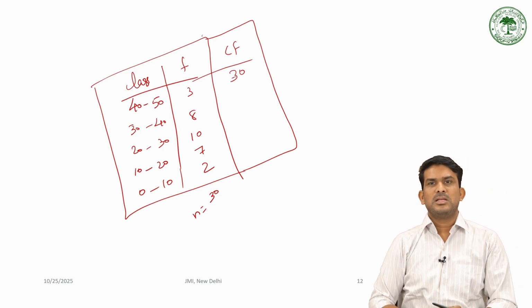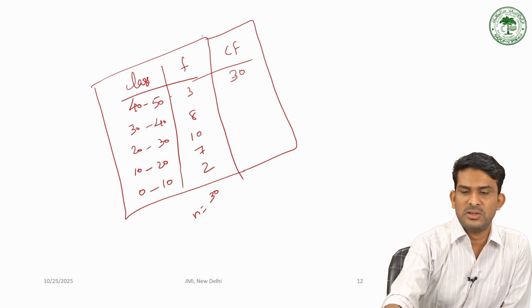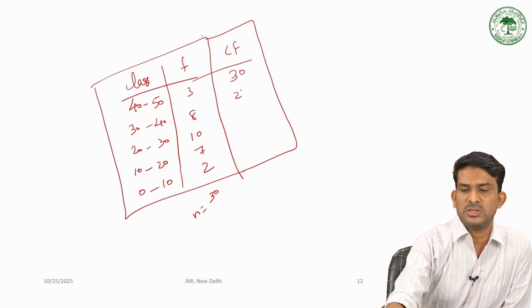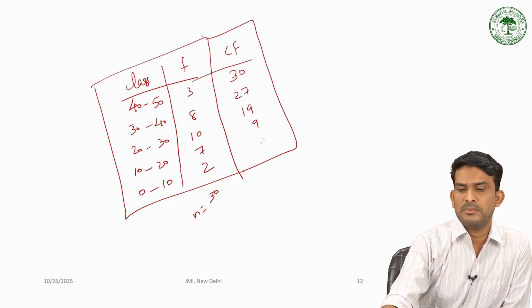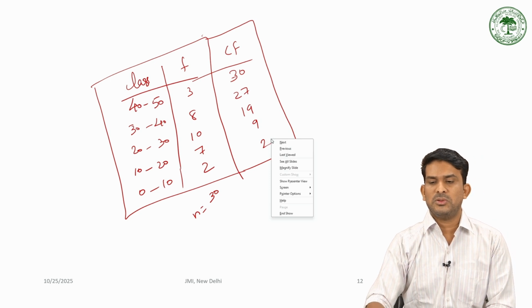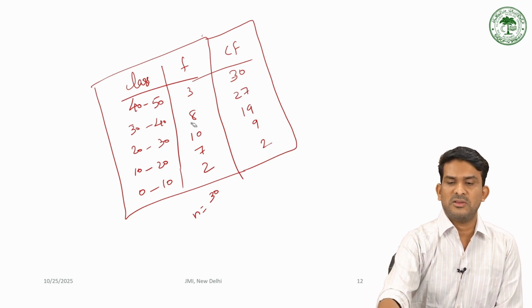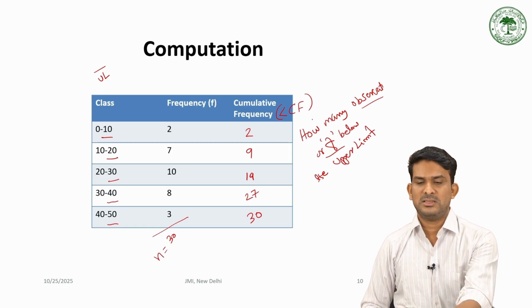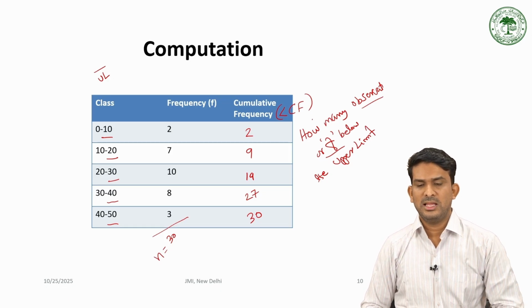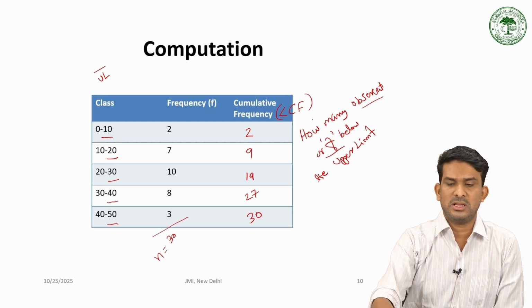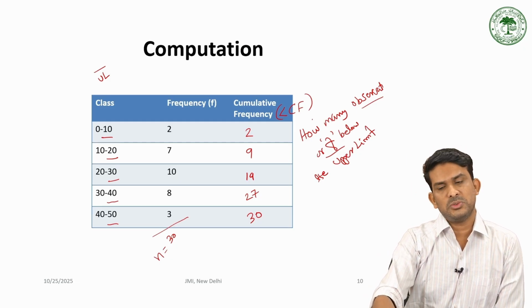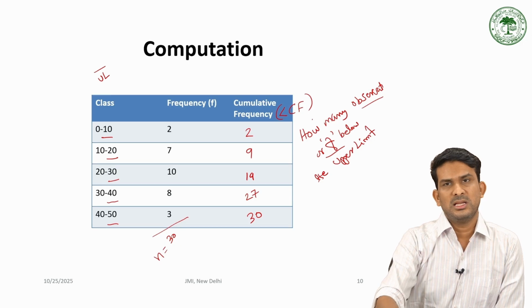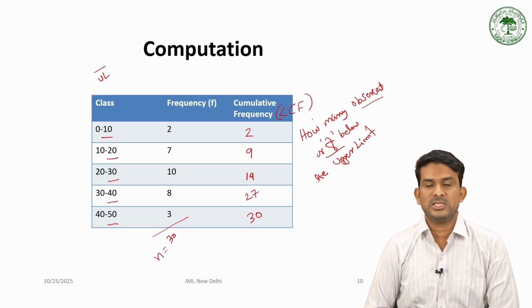Then keep on subtracting. Reduce the 3 from here, it is 27. Again 8, it will be 19. Again 10, it will be 9. Again it will be 2. This way also you can write it, because we are reducing the frequency. In the previous case, we were adding it, right? 2 plus 7 plus 10 plus 8 plus 3. That way we got it. 2 was the cumulative frequency here, again 2, same as such, because there is no class before that. So we kept it as 2.